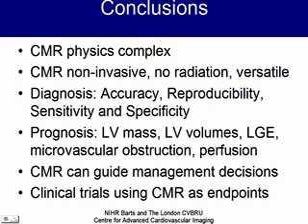In terms of prognostic relevance, we know that left ventricular mass, left ventricular volumes, late gadolinium enhancement, microvascular obstruction, which I haven't mentioned before, and perfusion all have prognostic relevance. We know that cardiac MR can guide management decisions, and as you've seen, clinical trials using CMR endpoints might be extremely interesting to save costs or as an intermediate step before you do long-term outcome studies, which are extremely expensive because you need huge numbers and long-term follow-up.